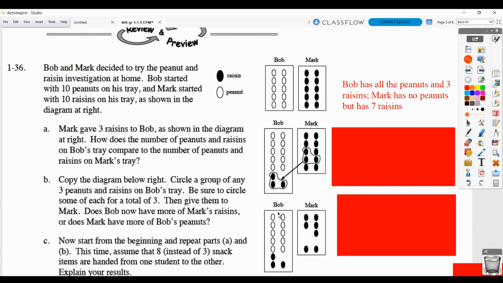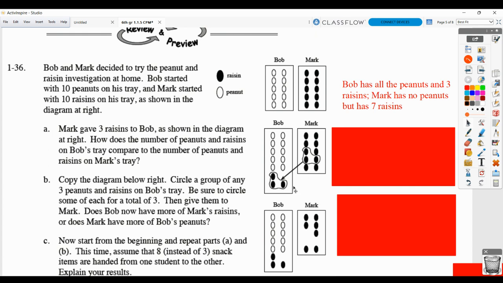Then they want you to copy what we have here. So put that into your homework doc. Circle a group of any 3 peanuts and raisins on Bob's tray. So you could use your drawing tool to do this, or you could do this in your notebook and take a picture. But they want you to circle 3 from Bob's tray to put back onto Mark's tray.